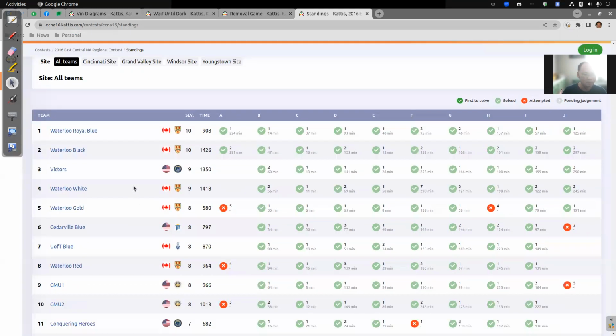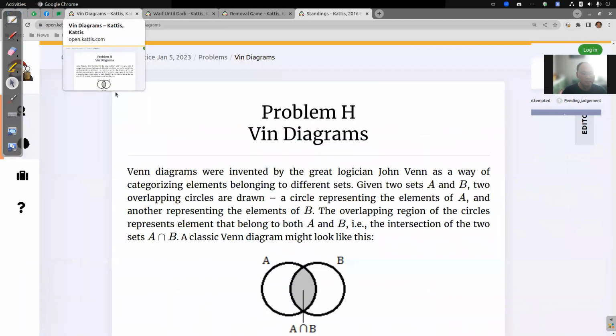So even in the East Central, which is probably one of the harder regions in North America, if you solve the eight problems, you could be in the top 10, and you'll be tied with Waterloo and U of T and Carnegie Mellon and so on. All right, so I'm going to skip A and J, but I want to talk about the other three. So let's start from the first one.